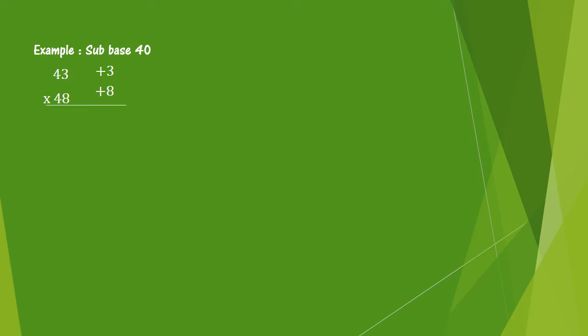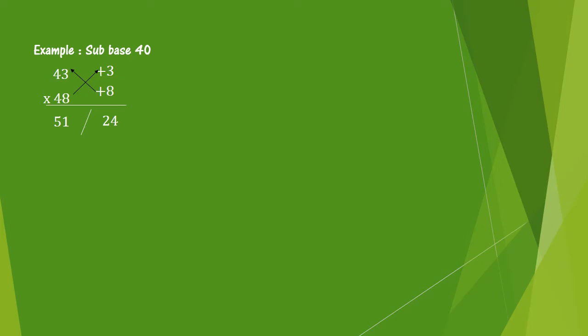Now we'll be doing this multiplication in two parts, that is right hand side and left hand side. In the right hand side we'll be multiplying 8 into 3, which gives us 24. In the left hand side we'll be adding 43 plus 8, which gives us 51. Even if we add 48 plus 3, we get the same answer, 51.